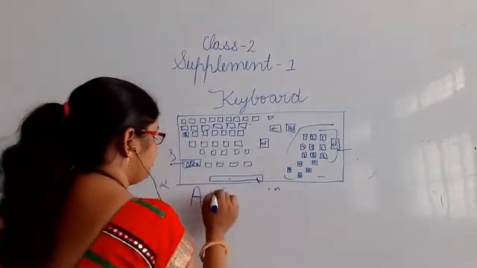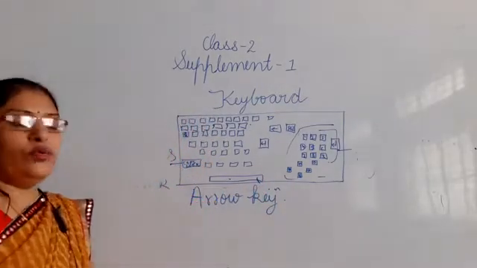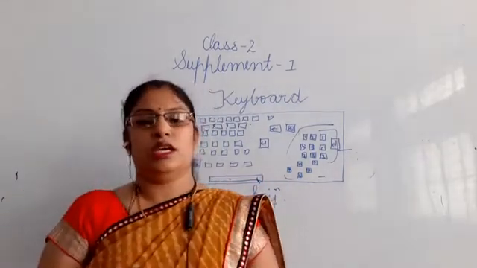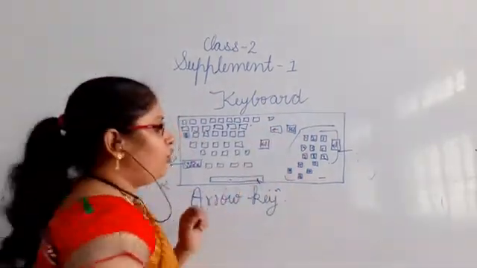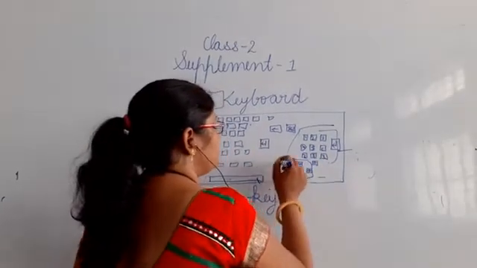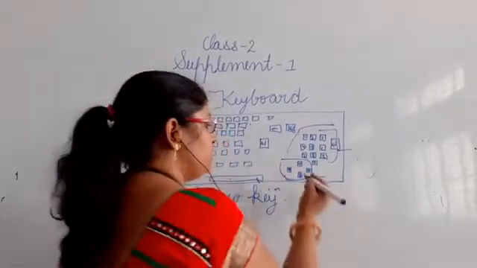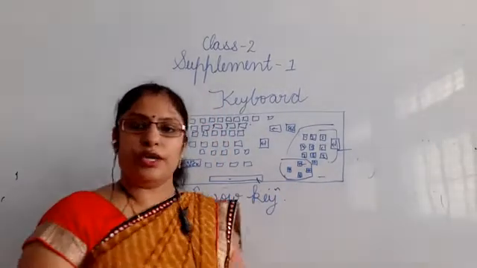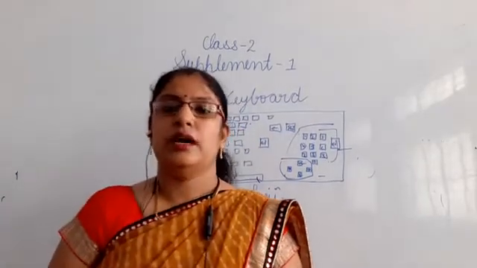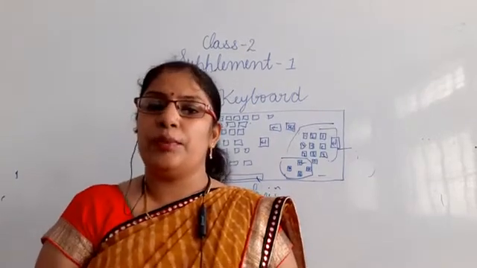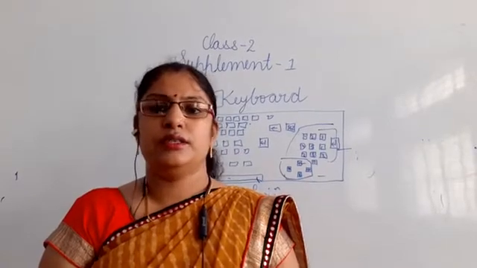Arrow keys. What are the arrow keys? On the keyboard there are four arrow keys available. What are the 4 arrow keys? They are the up arrow key, down arrow key, left arrow key and right arrow key.